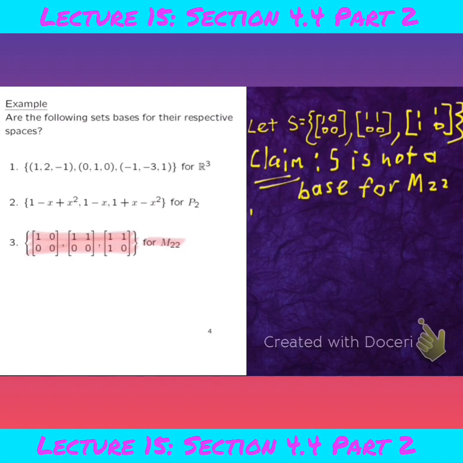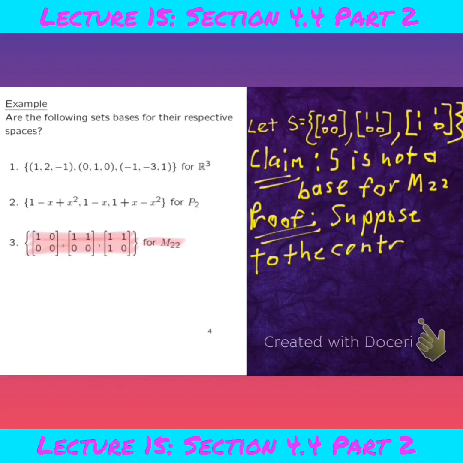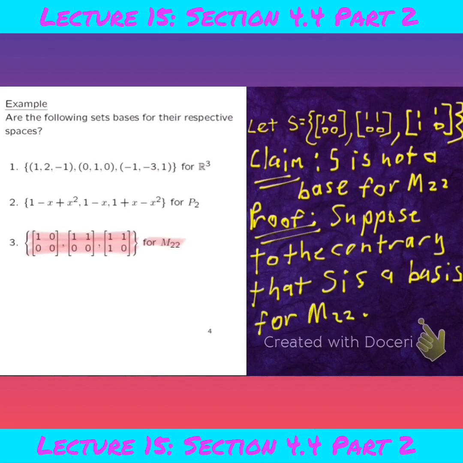All right, so how would I do this? We can do it by contradiction. Let's suppose it is a basis. Suppose S is a basis. Suppose to the contrary that S is a basis for M22.